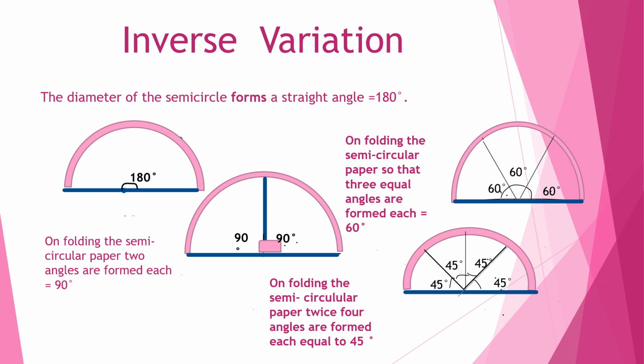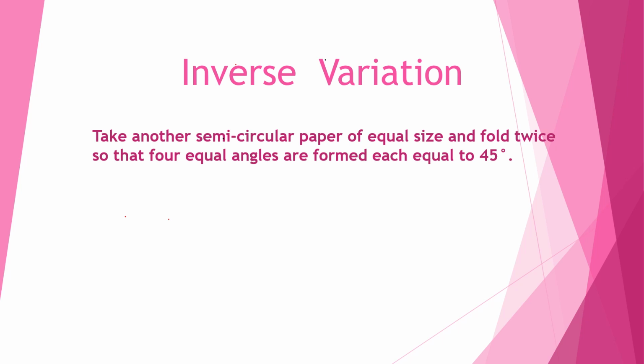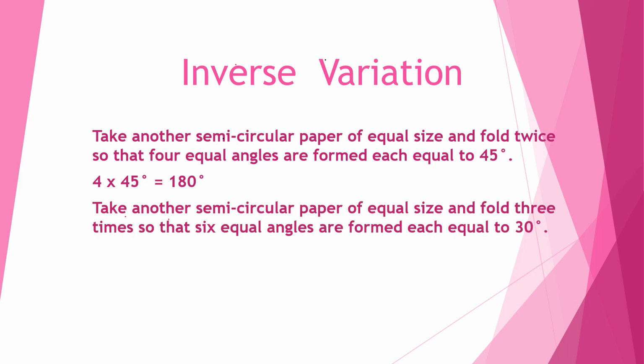In the last figure, we find that we have folded the semicircular paper twice. Now 4 angles are formed and each of these angles has a measure of 45 degrees. Take another semicircular paper of equal size and fold twice and 4 angles will be formed, each equal to 45 degrees. We have just shown you this with the help of a diagram. Now 4 multiplied by 45 is equal to 180 degrees.